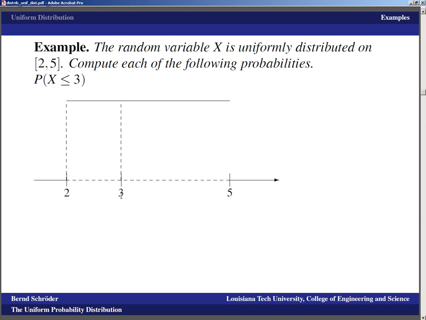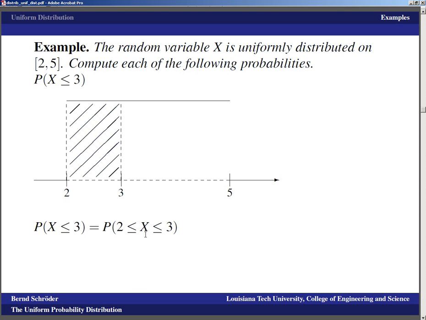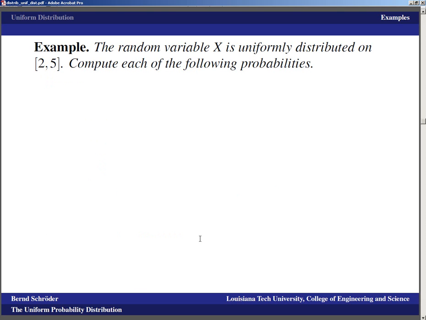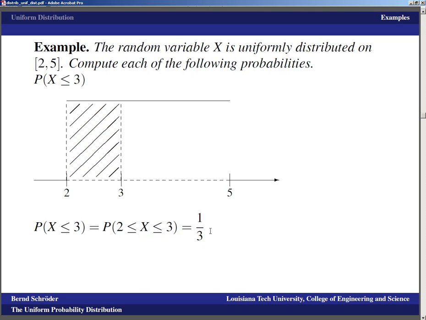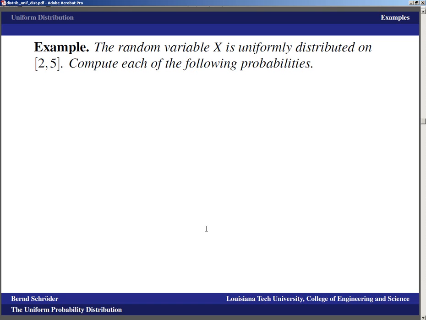We realize that 3 is here, so the probability that x is less than or equal to 3 is the probability that x is between 2 and 3. It's exactly the area of this rectangle, and that is the height 1/3 times 1, which is just 1/3. Okay, so let's keep going with that.